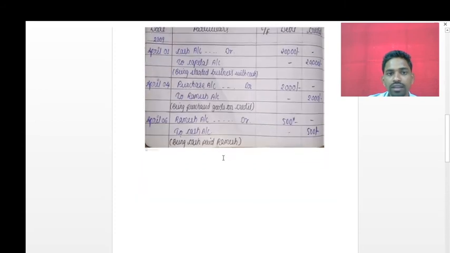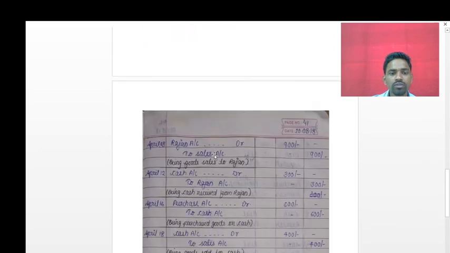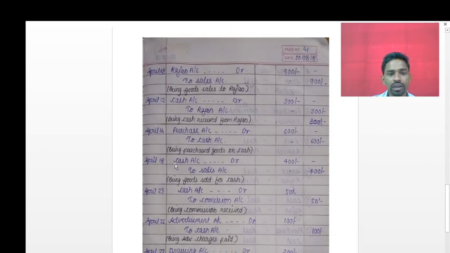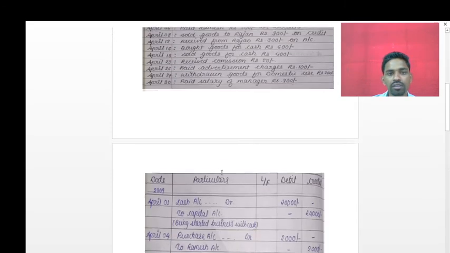So the next transaction is on 18th April, sold goods for cash rupees 400. So this is a sales transaction. In this transaction two accounts are affecting, the sales account and the cash account. Now see what will be the entry on 18th April. Cash account debit rupees 400 to sales account credit rupees 400. Being goods sold for cash. So like this we have to solve.